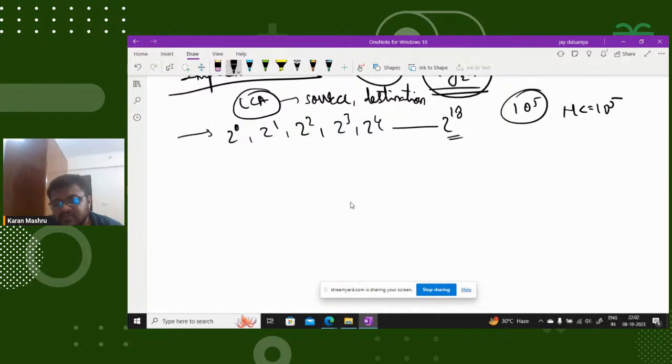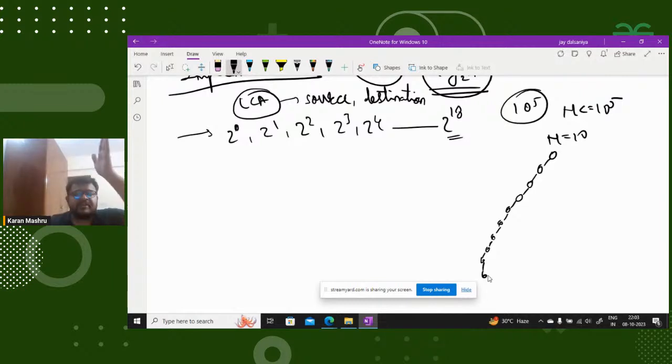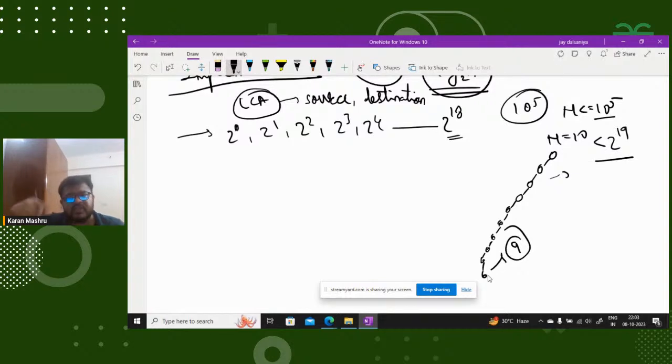Why? Because let's say your graph is skewed on one side. Let's say n is 10, and your graph is 1, 2, 3, 4, 5, 6, 7, 8, 9, and 10. This is your graph, a straight line. This is the maximum level possible. Here the level of the last node is how much? 9, right? So if my n is 10 to the power 5, it basically is less than 2 to the power 19. You can check in the powers table.